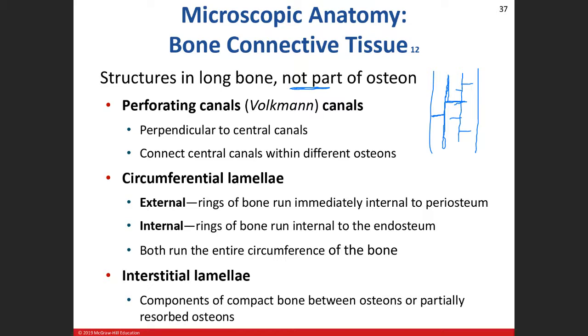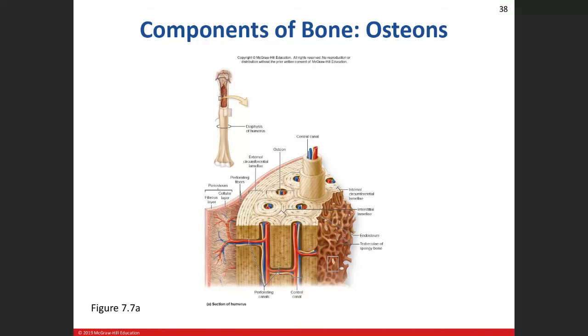And so again, this now allows the central canals of neighboring or adjacent osteons to communicate with each other or connect to one another. So when you look at this picture, you can see here are the central canals, here and here and here. You can see how the central canals are going parallel, and then our perforating or Volkmann canals go perpendicular, so they go side to side. So you can see there's a lot of sharing of blood vessels, nerves, and whatnot. Kind of neat.